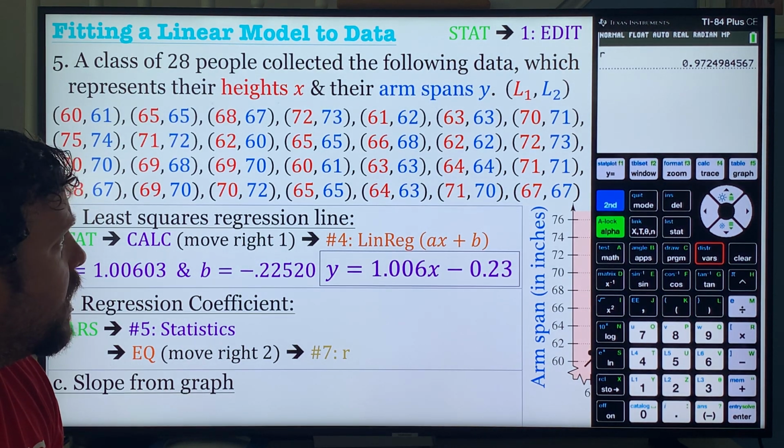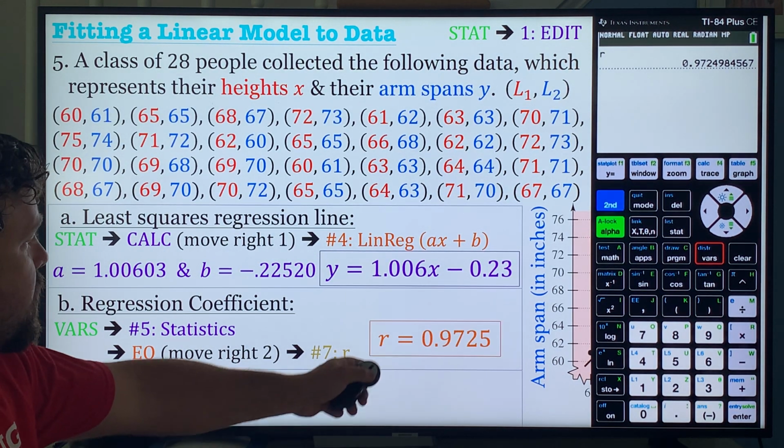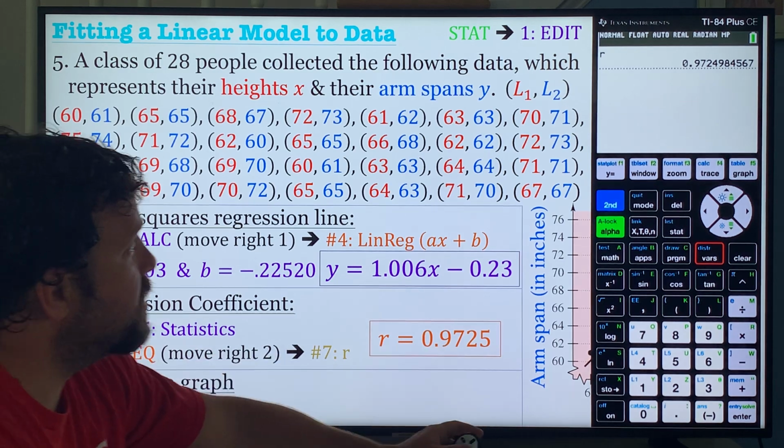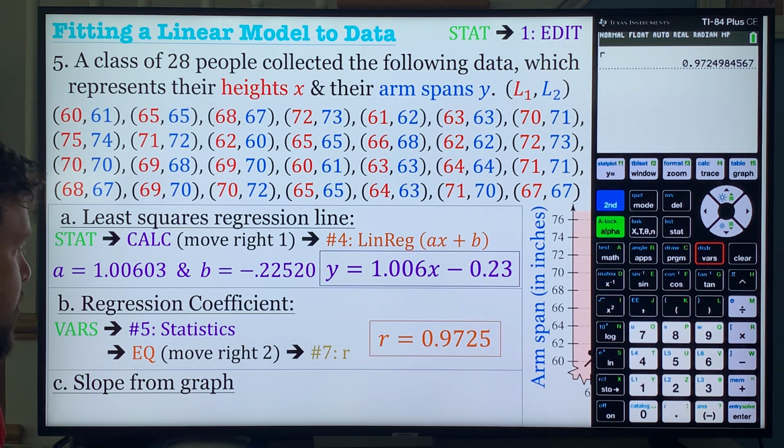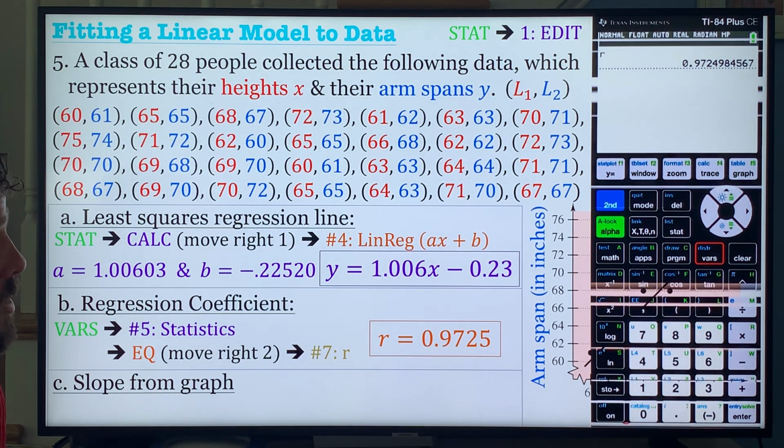The more you take it to, the more accurate it becomes. So in this case, I'm going to just take it to 4. Because this is a 9, I round up, 0.9725. If I wanted to find the percentage, I would just square it. Okay, that's it. Pretty easy.